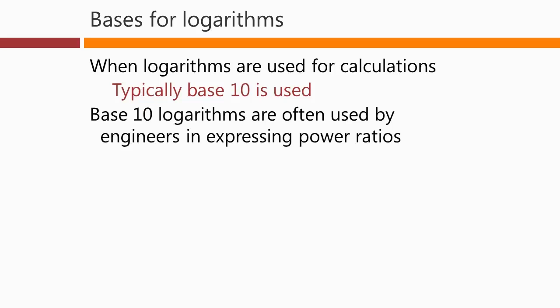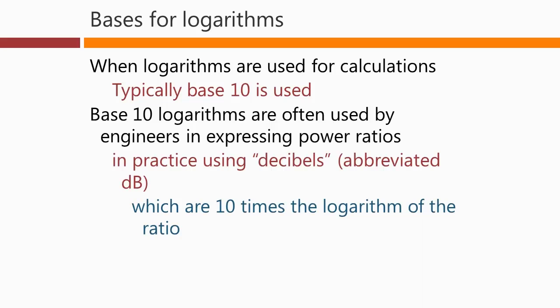Base 10 logarithms are very often used by engineers in expressing power ratios. Though we don't really need to do logarithm-based calculations anymore for the sake of doing real numerical analysis, we do use them quite a lot, because logarithms to the base 10 are very convenient when we are talking about amplifiers and losses in communication channels and things like that. And in practice, we use a unit called decibels, abbreviated to small d and capital B.